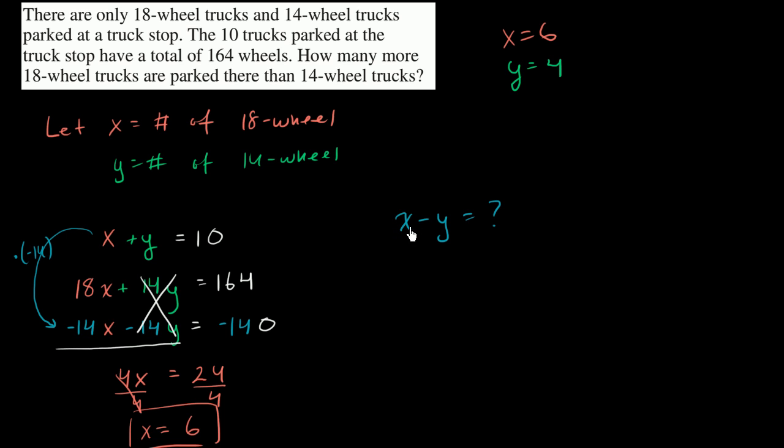And we want to figure out what x minus y is. How many more 18-wheel trucks are there than 14-wheel trucks? Well, 6 minus 4 is equal to 2. So there's 2 more 18-wheel trucks parked than 14-wheel trucks.